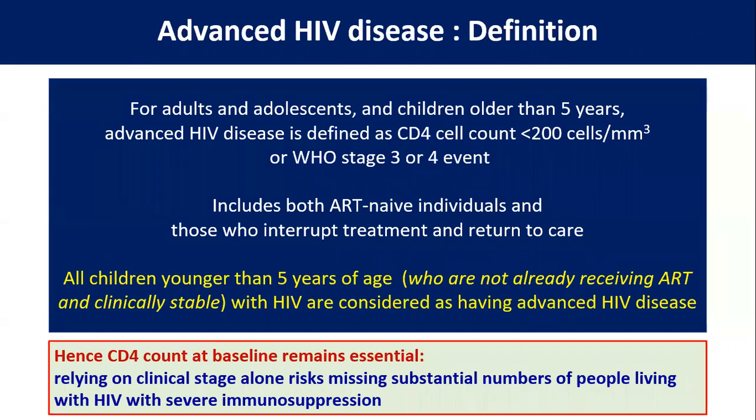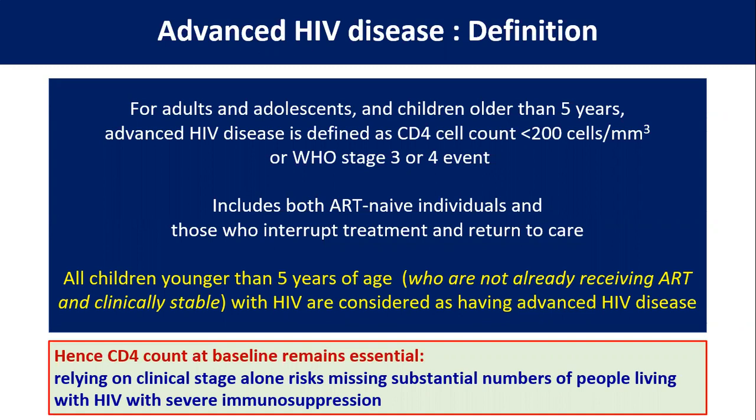Since these people come late, let us define what we mean by advanced HIV disease. For adults, adolescents, and children above 5 years of age, advanced HIV disease is defined as a baseline CD4 count of less than 200 cells per cubic millimeter, or WHO stage 3 or stage 4 conditions. These include both ART naive and those returning to treatment, that is the LFUs, who started treatment earlier, then became LFU and have come back again. In these two groups, newly registered ART naive patients and those who have returned to treatment after becoming LFU, we are going to categorize them as having advanced disease or not.